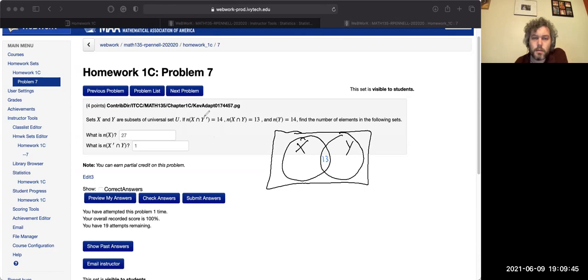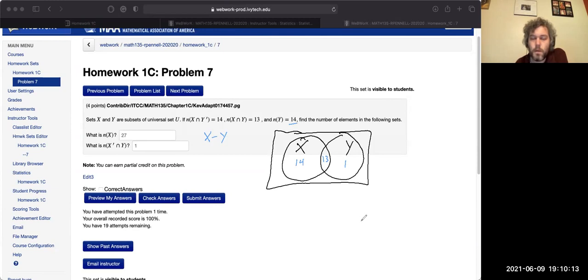X intersect Y complement. I always think of that as X minus Y. That's this part here, and they tell me that that's 14. They tell me all of Y is 14, but I already have 13 inside Y. All of Y is 14, and I already have 13 counted for, so I think this is 1.